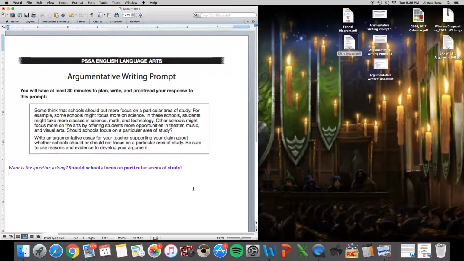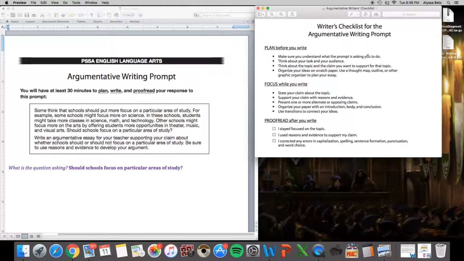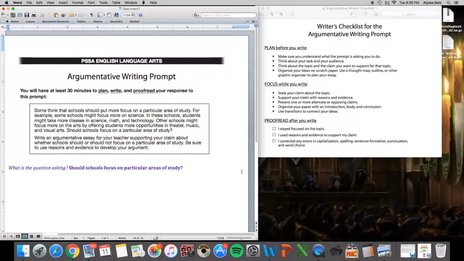Okay, so step one, and we're using that argumentative writer's checklist here. Step one is make sure you understand what the prompt is asking you to do. So here we're skimming through and we're looking for the actual question, and we see, should schools focus on a particular area of study? So that's going to be what the question is actually asking us. So we can take some of this other information and set it aside for now.